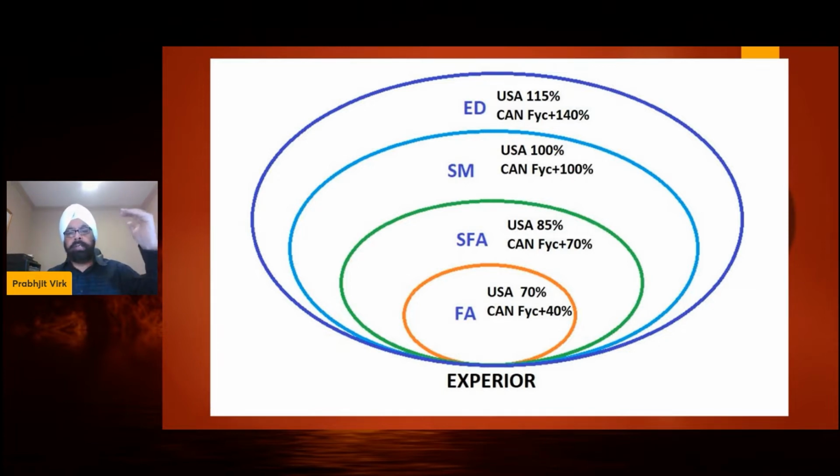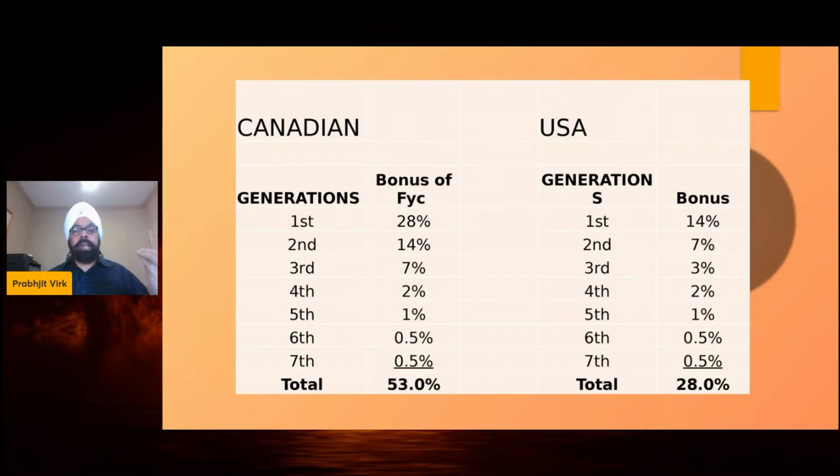There are four different levels in our company: financial associate, senior financial associate, senior manager, and executive director. The numbers on the right-hand side are all US side, and Canadian side also. Our job is to move from financial associate towards the bigger circle of senior financial associate, senior manager, executive director, and the bigger circle of influence. Once you become an executive director, our job becomes to promote other executive directors. Once we promote another executive director, we get a generation bonus also.